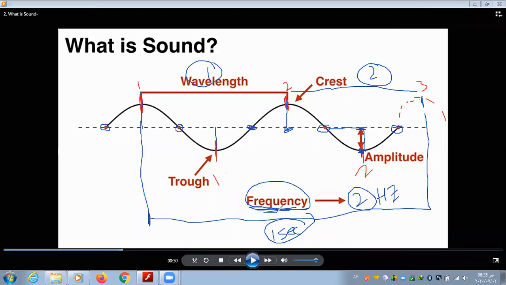Frequency. Okay, we will count the number of wavelengths. How many wavelengths here? From this point to this point, 1 wavelength. And from this point, number 2, to this point, number 3, we have another wavelength. So how many wavelengths? 2. We count the number of waves in 1 second. So in 1 second, we have 2 wavelengths. So the frequency is 2 hertz. Okay, hope you understand this point.